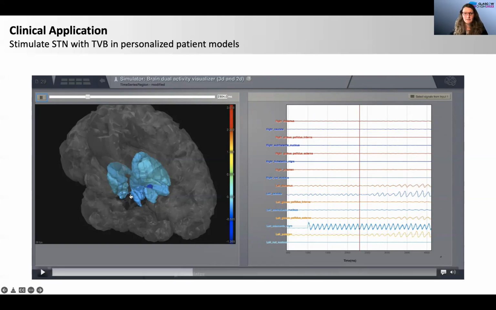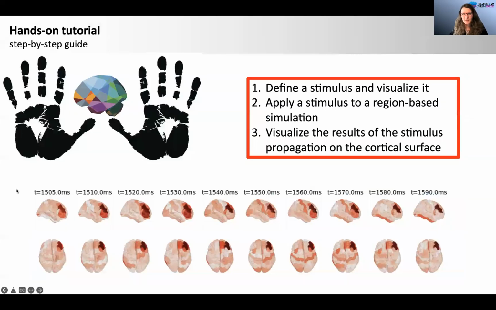So what will we actually do? We will put our hands on the virtual brain and simulate it. And we will hopefully in the end get these nice plots ourselves. So we will define a stimulus and visualize it. We will apply a stimulus to a certain region based on a region-based simulation, one I just explained. And then we will visualize the results and see how it spreads around the stimulated area, also to other areas. So basically making our own video, but it's not yet playing.